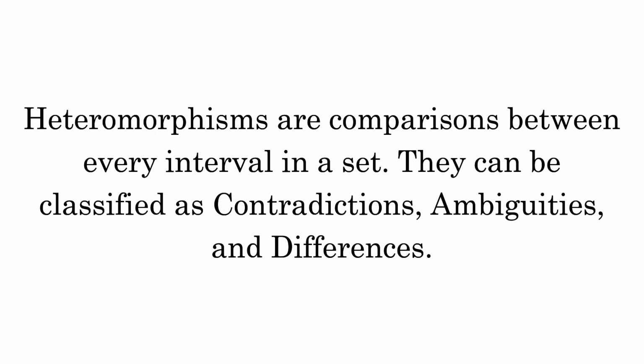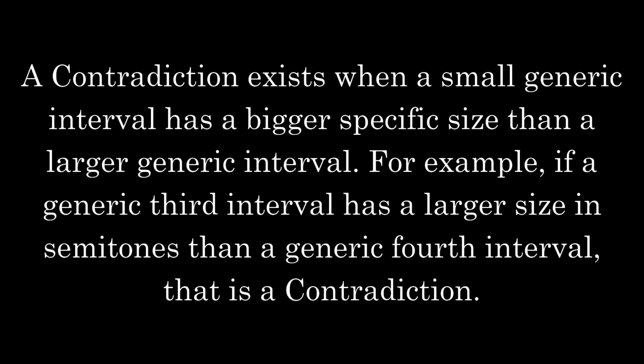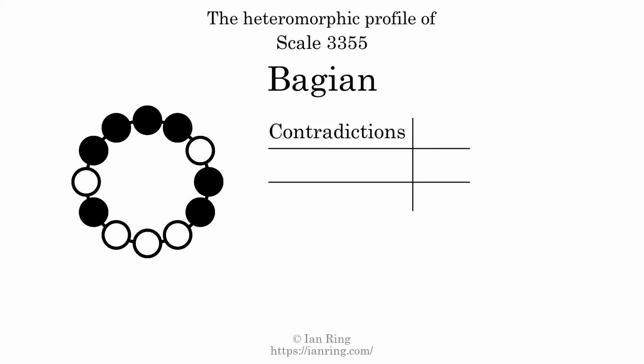They can be classified as contradictions, ambiguities, and differences. A contradiction exists when a small generic interval has a bigger specific size than a larger generic interval. For example, if a generic third interval has a larger size in semitones than a generic fourth interval, that is a contradiction. The number of contradictions in this scale is 43.